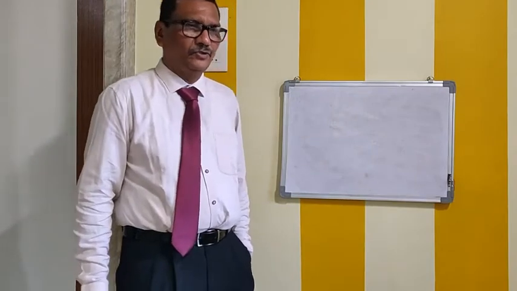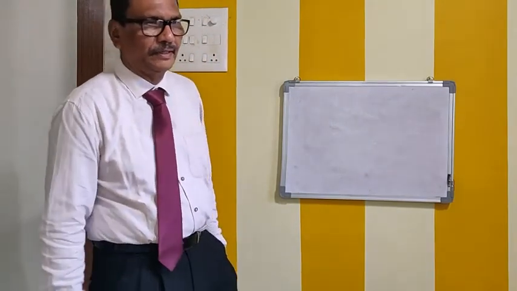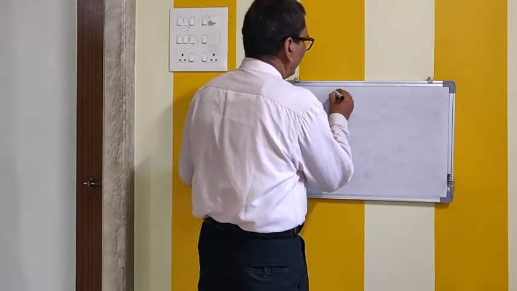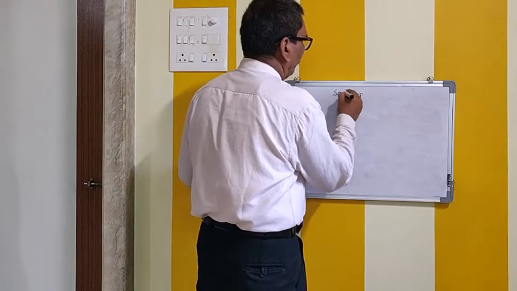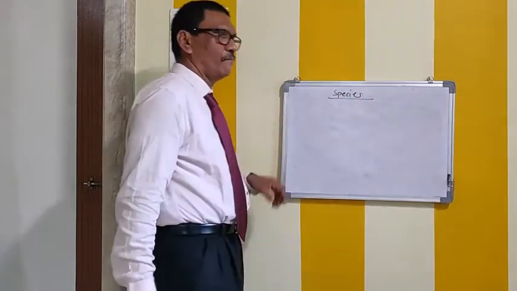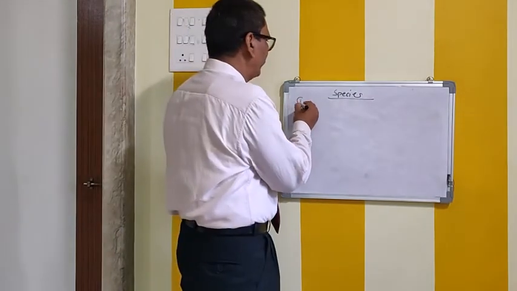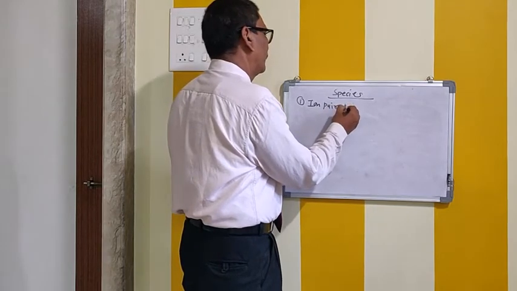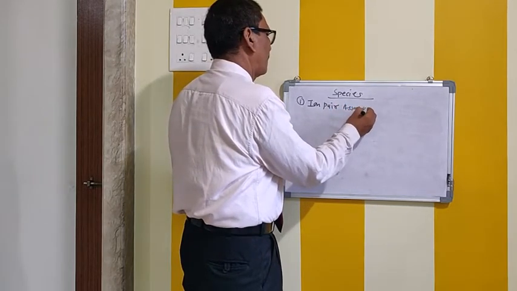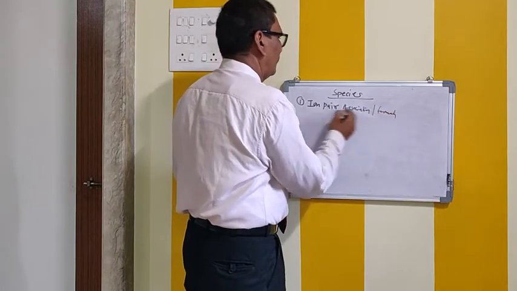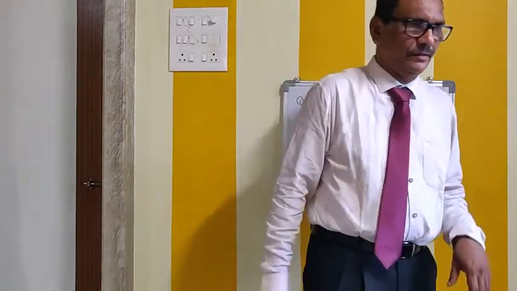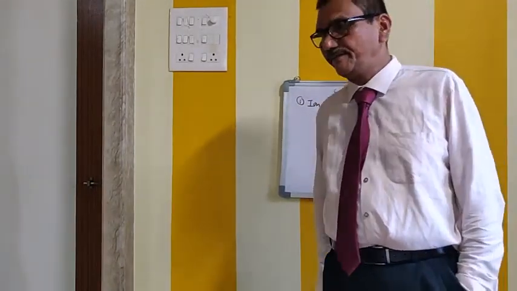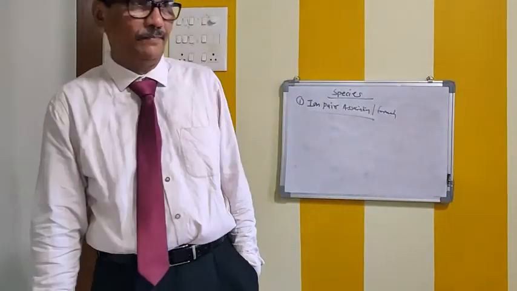So what type of situations are there when lanthanides can form the complex? What are the species that can form the complex? That is the next part. The first one is ion pair association, ion pair formation. So ion pair formation is possible, and if an ion pair is there, then lanthanide can form the stable complex.